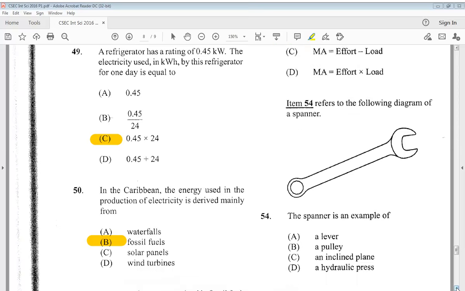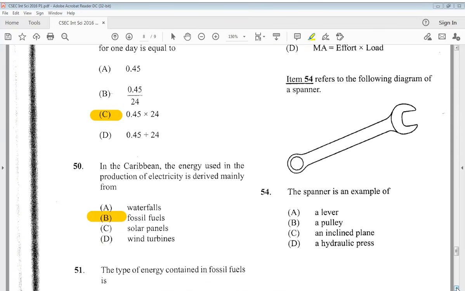Item 54 refers to the following diagram of a spanner. The spanner is an example of A. a lever, B. a pulley, C. an inclined plane, or D. a hydraulic press. So we know it would be a lever. 54 would be A.